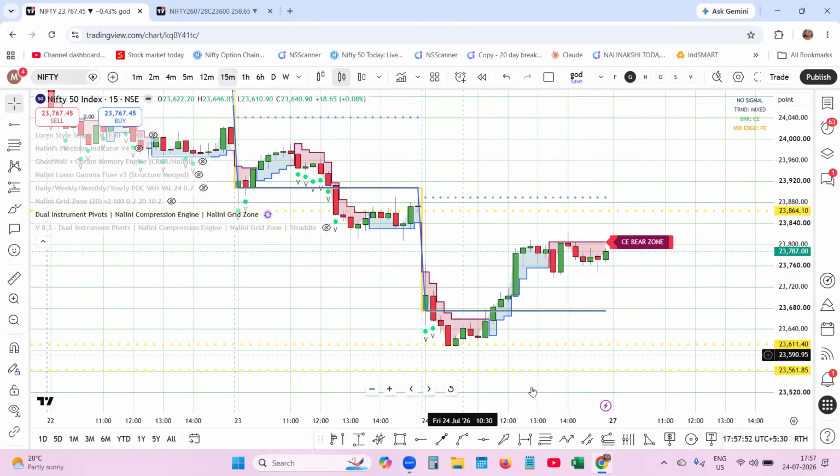And the price was coming and it was in my zone. It was in my zone and it was the opening grid, opening baseline of the dual option engine. When the price started coming down, still it was bearish only. You can see over here, it is bearish only. I am going to talk about so many hacks in using Nalini compression, Nalini grid zone, and also dual instrument pivots.